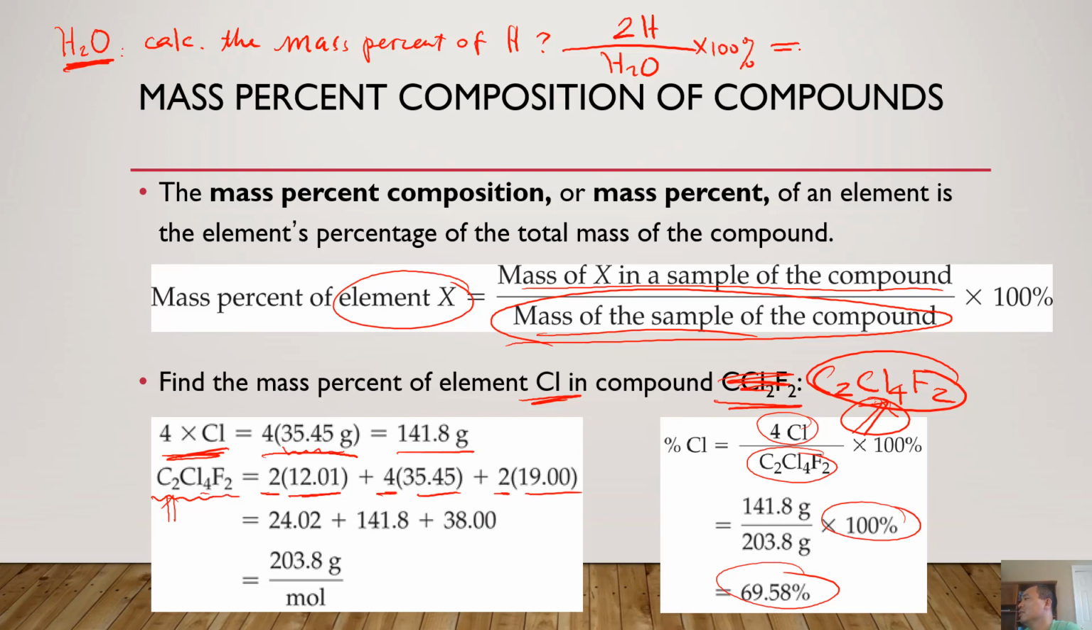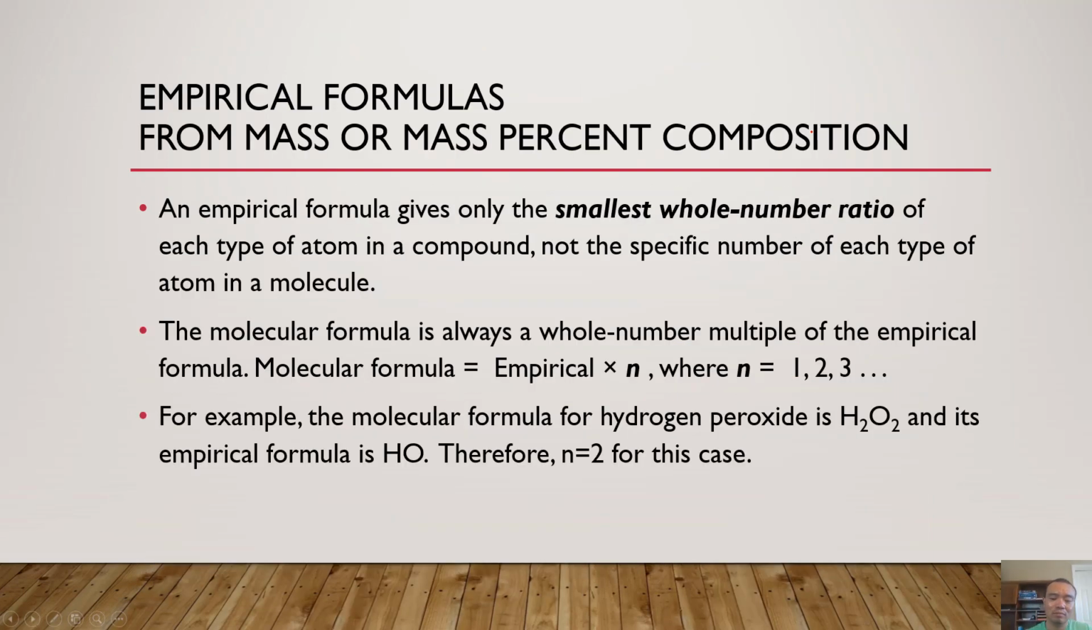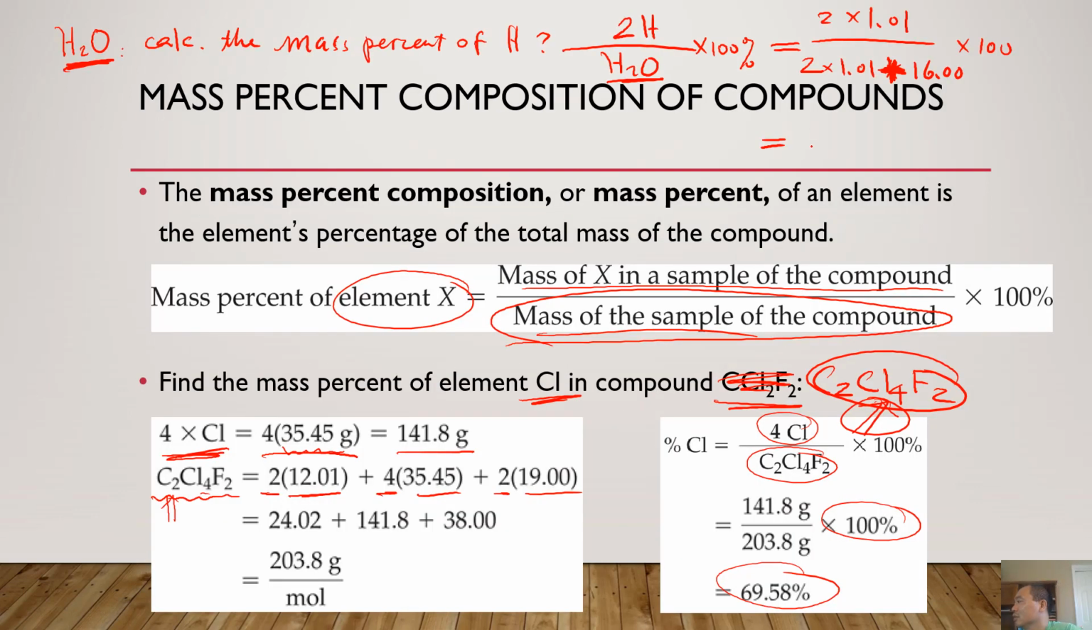So 2 hydrogen is 2 times 1.01. Then 2 hydrogen plus 1 water, right? 2 times 1.01, not times, it's plus, because it's added together, 1 oxygen, 16.0, okay, times 100. So let's do a calculation. This gives us 11.2%. Okay. All right.